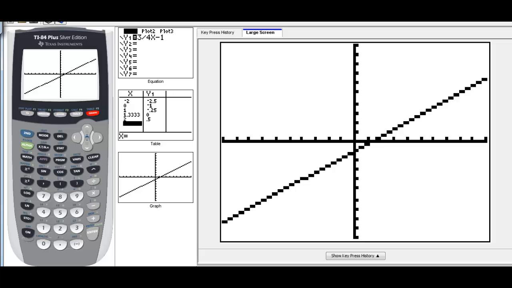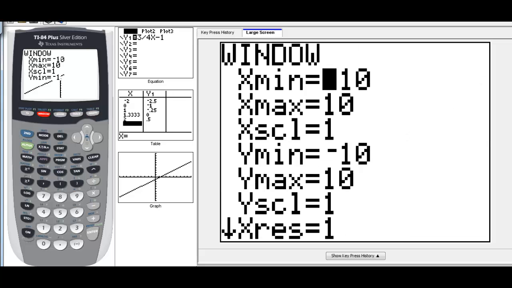Now what do each of these little marks here represent? Well, if you go to your window, this window button here, it says X minimum is -10. Well, that tells you the smallest X value on the screen. And if we go down, X max is +10. That tells us the largest X value. And the X scale tells us what we're counting by. So that means each little tick mark is equal to 1. And then the same thing for your Y minimum and Y maximum in your Y scale.